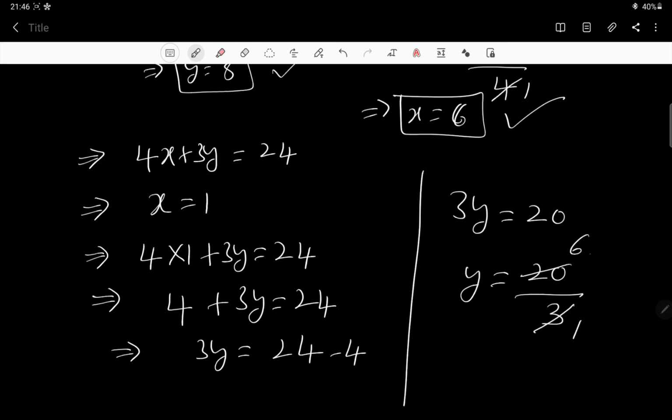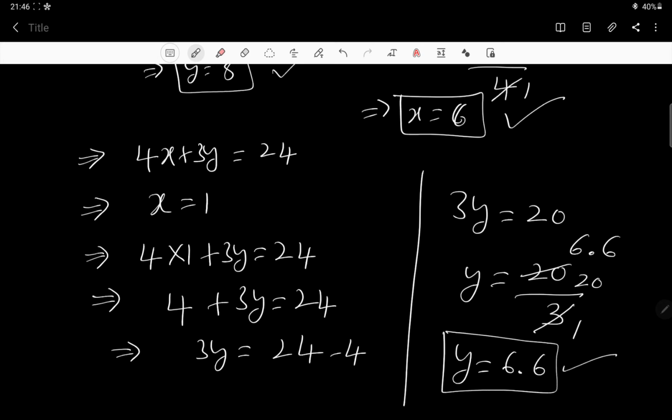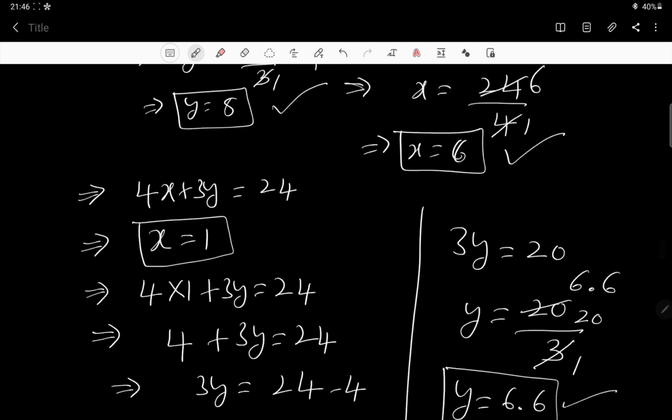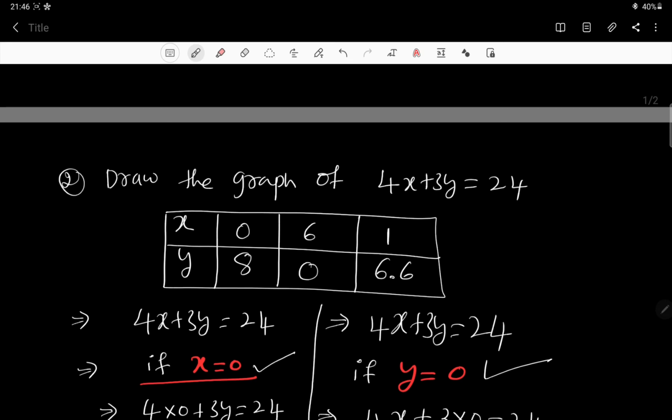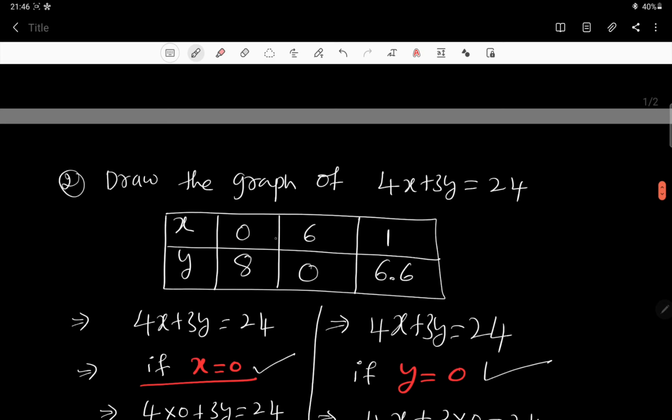3 sixes are 18. Then 2 is the carry. Then 3 sixes are 18. So y is equal to 6.66. It keeps on continuing. You can write only 6.6 also, no issues. So y is equal to 6.6. All right. So x is equal to 1 means y is equal to 6.6. So you just write out that x is equal to 1 means y is 6.6. Okay. Now you plot one graph. So x values 0, 6, 1 we have got, and y values 8, 0, 6.6 we have got.